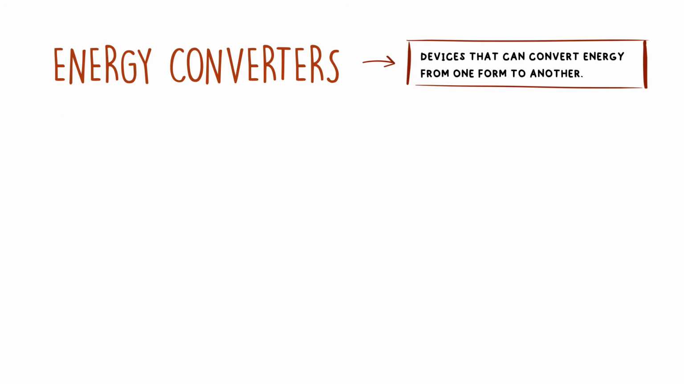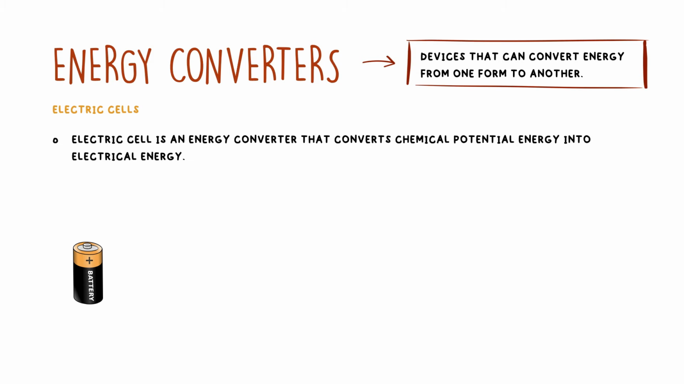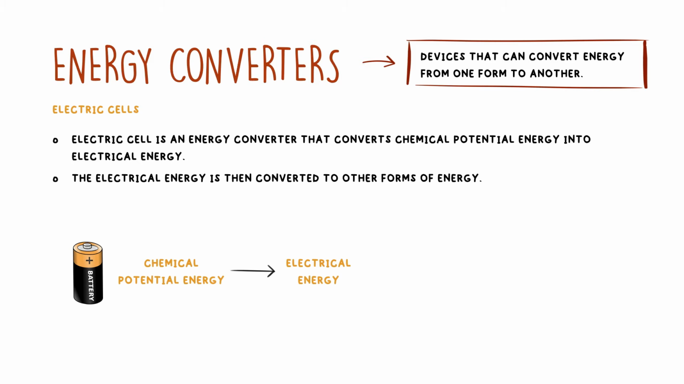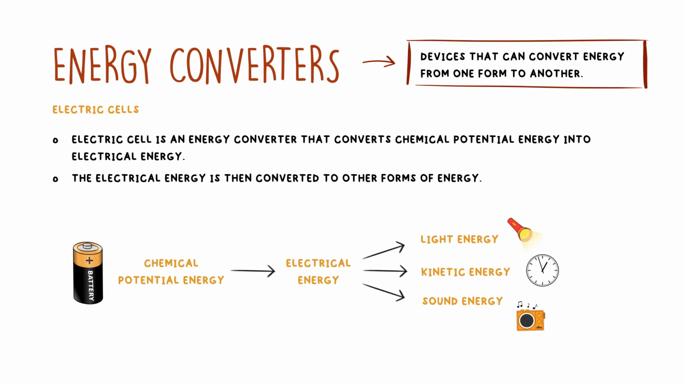Our second example is electric cells. An electric cell is an energy converter that converts chemical potential energy into electrical energy. The electrical energy is then converted to other forms of energy like light energy, kinetic energy, and sound energy. Two or more cells connected together are called a battery.